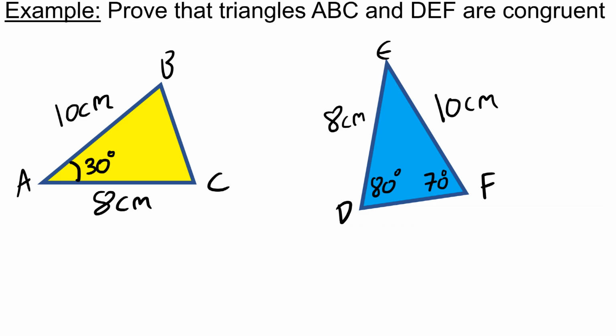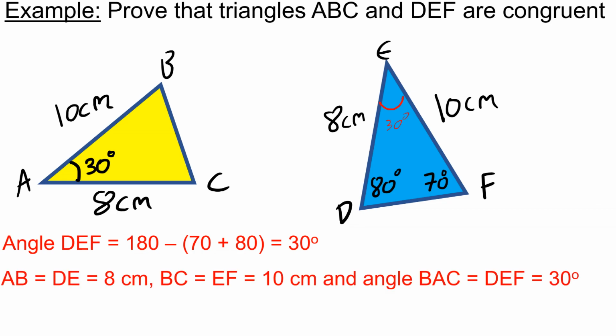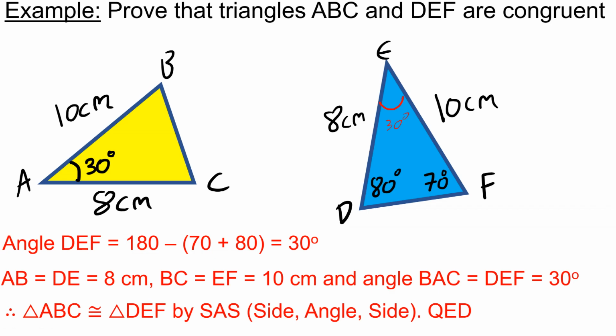For example, let's prove that ABC and DEF in this example are congruent. What we can say is that angle DEF, so this angle here, we know that's equal to 30 degrees because angles in a triangle add up to 180. But then we know that AB is 10, which is the same as EF, AC is 8, which is the same as ED, so we can see that the triangles have two sides in common as well as the included angle. So we can say ABC is congruent to DEF by SAS.